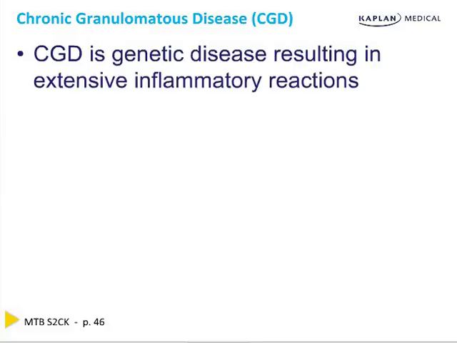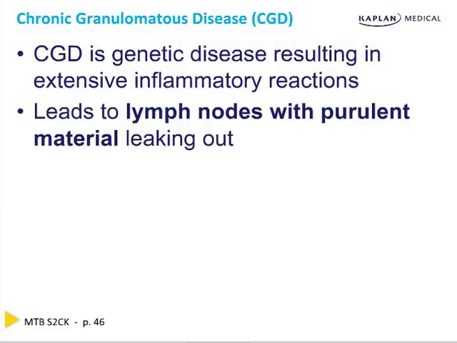Chronic granulomatous disease is exactly what it says it is. It's chronic granulomas. The disease results in extensive inflammatory reactions, and they can be all over the body, including, and most specifically, the lymph nodes. The lymph nodes, when examined, will have purulent material leaking out.